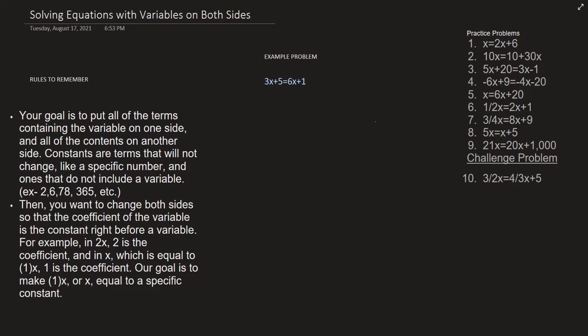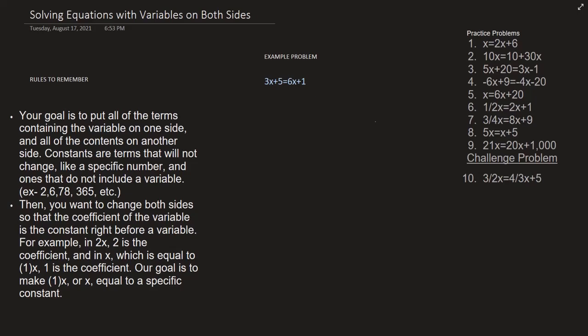And some rules to remember is that your goal is to put all of the terms containing the variable on one side and then all the constants on another side. Constants are terms that will not change, like a specific number, and ones that do not include a variable. So for example, you can have 2 or 6 or 78 or 365 or even any other number, and these would be constants because they do not have a variable next to them. However, if you have something like 3x, then the 3 would not be a constant, but instead it would be a coefficient.